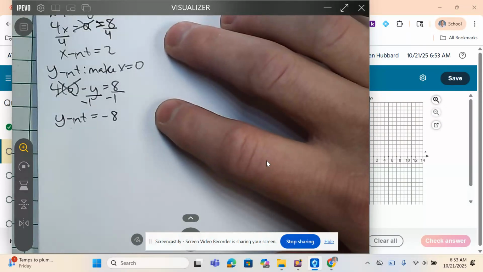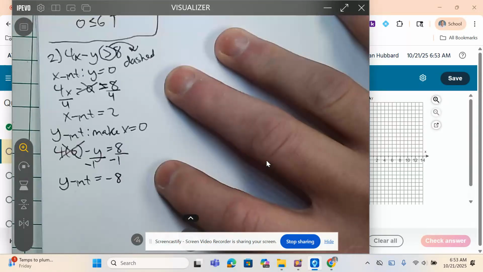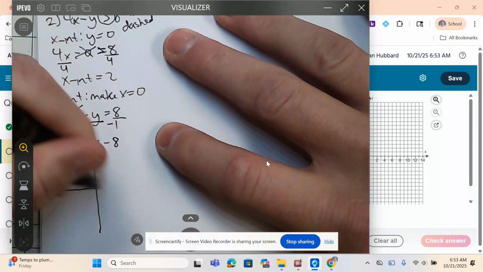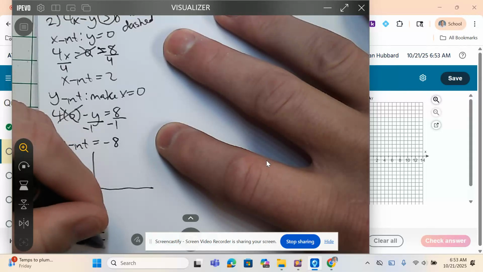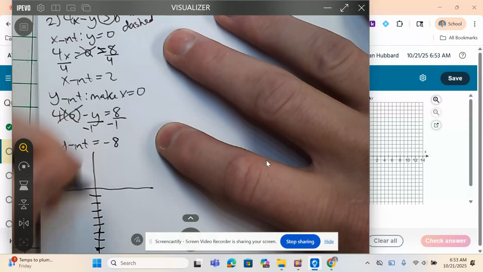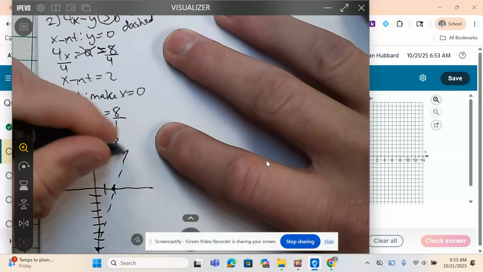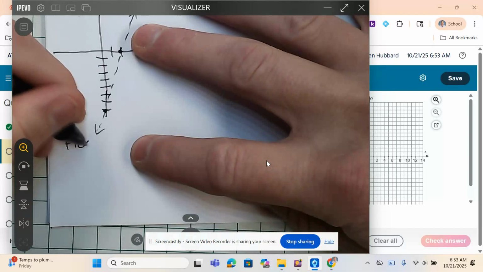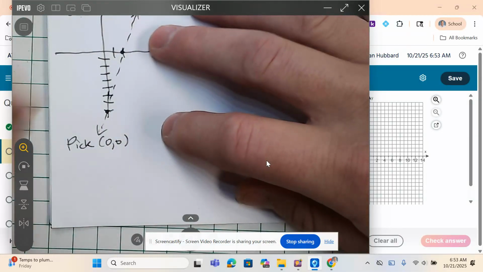Okay, so I'm going to graph this. This one's going to be dashed because there's no equal to there. Y-intercept's -8, 4, 5, 6, 7, 8. My x-intercept's 2. It's going to be dashed. So I'm going to pick 0, 0. You could pick any point you want that's not on the line, but I'm going to pick 0, 0 because it's the easiest one to work with.